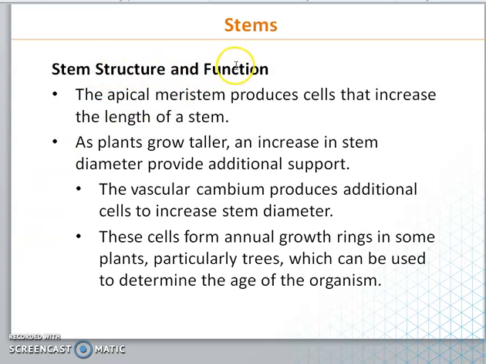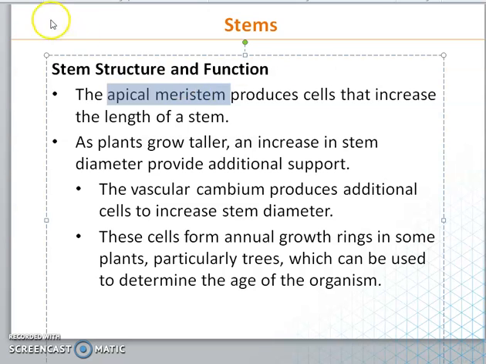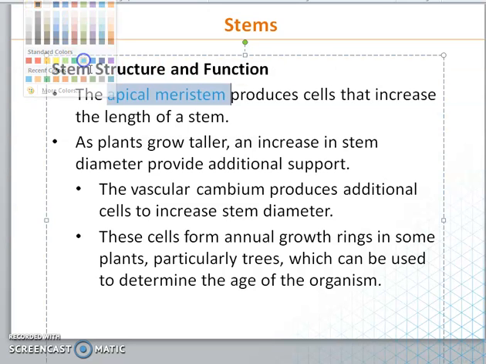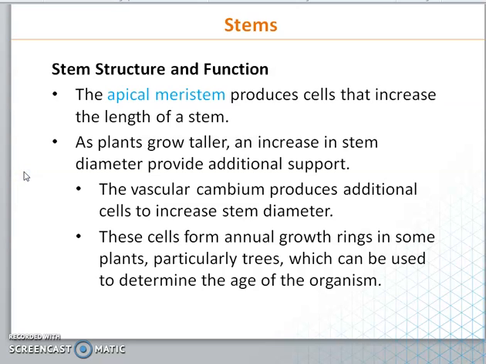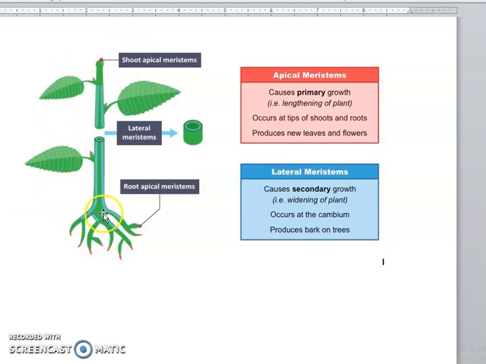The structure and the function of stems we already started talking about. We said they provide support and help the other parts of the plant to stand. The apical meristem produces cells that increase the length of a stem. See, the apical meristem, to keep reminding you, because I believe that most of you forget. What does it mean, apical meristem? It's shown here in the picture that I've displayed to you. This is a plant. The top part here is called the apical meristem. The apical meristem is helping the plant to grow or to increase in height.